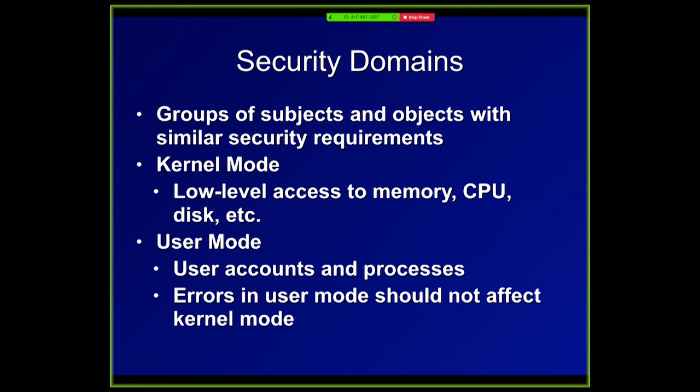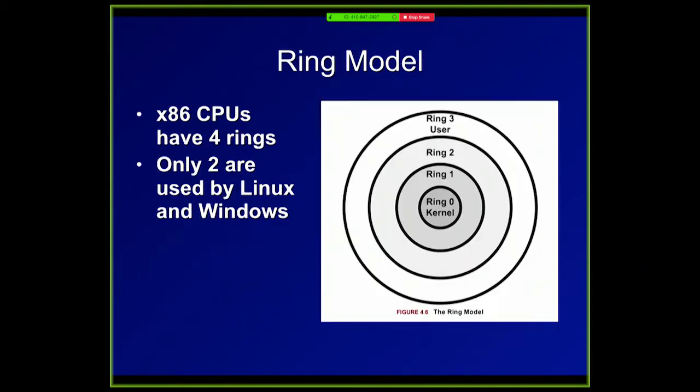Now you've got security domains. So the kernel mode is the low-level access directly to the hardware. User mode is above kernel mode, where you don't directly touch the hardware, you run programs, and therefore if you make mistakes in those programs, they don't crash the whole machine, because errors in user mode should not affect kernel mode. Hardware has 4 rings of security, but only 2 are actually used by any modern operating system, Linux or Windows. They just use ring 0 and ring 3, except for hardware virtualization that breaks the mold, which is the way it always is.